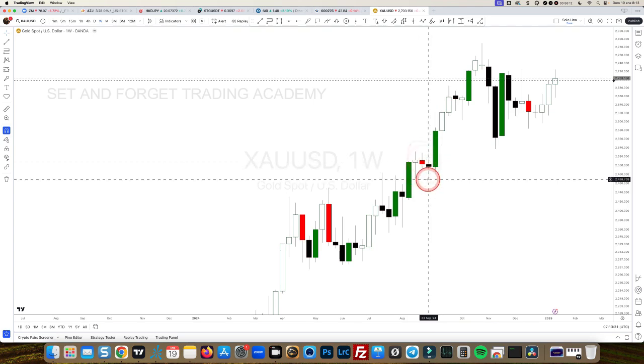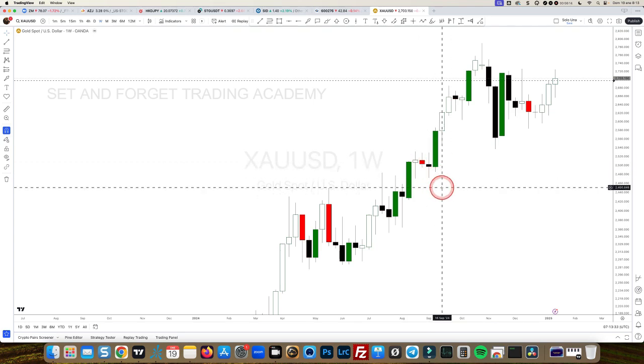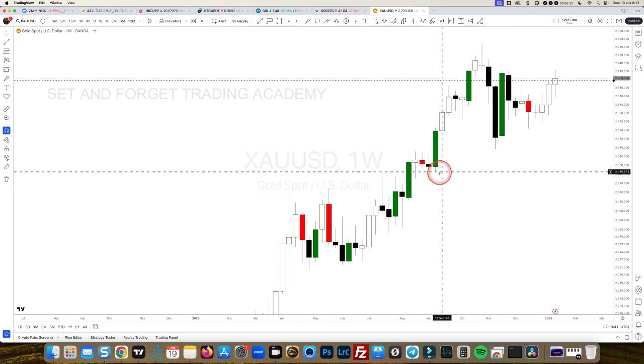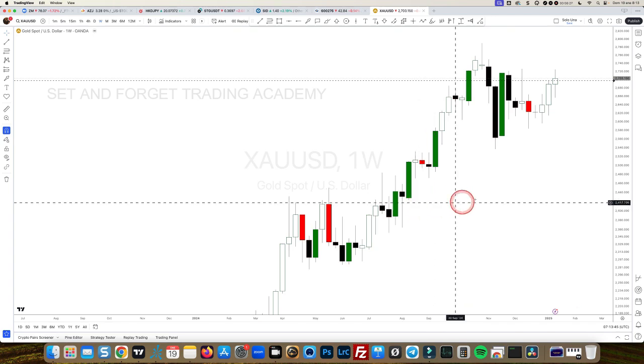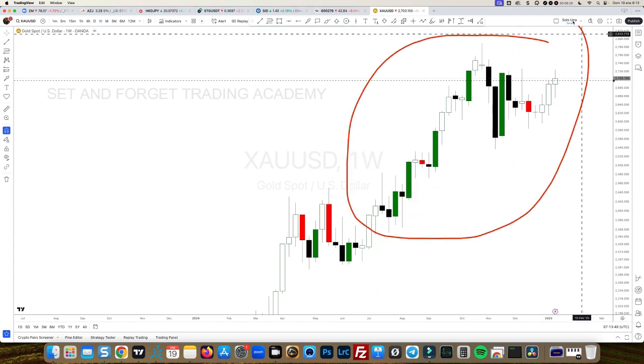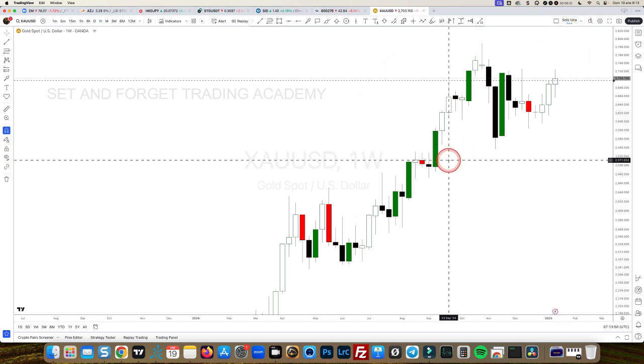How do you call this pattern? I don't know, maybe it has a name, but we don't care. We shouldn't be obsessed with giving or remembering the names of so many different candlestick formations available out there. You just need to analyze the structure, okay? Not paying attention to individual candles, okay?